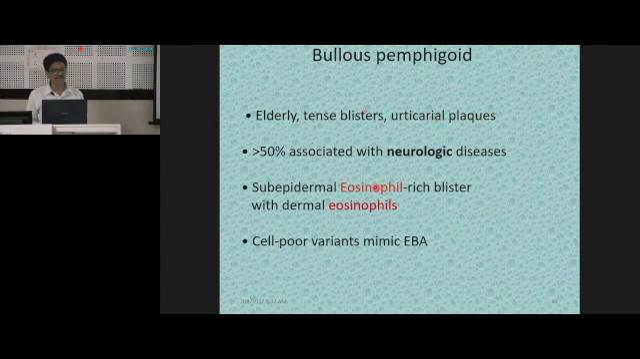More than 50% of these patients are also associated with neurological disease. The typical cell that infiltrates in these is the eosinophil. So for at least this disease, there is eosinophilic infiltrate inside the blister as well as in the dermis.